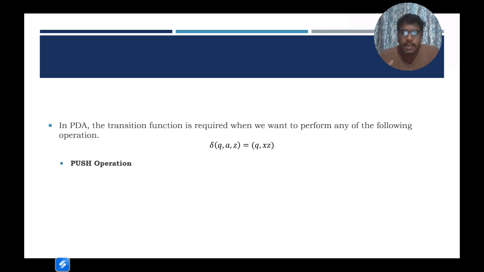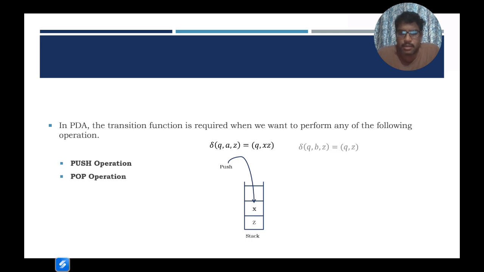After A completion, I am going to read the B. Now I am going to compare A and B, so I am popping the A from the stack. In this example, after reading A, it is converted into X and pushed onto the top of the stack. Pop operation: here the transition is delta Q comma B comma Z equal to Q comma Z.